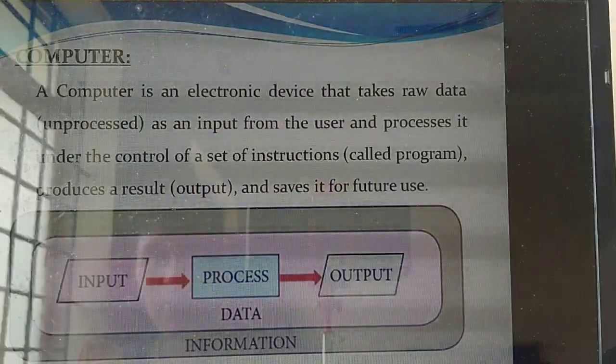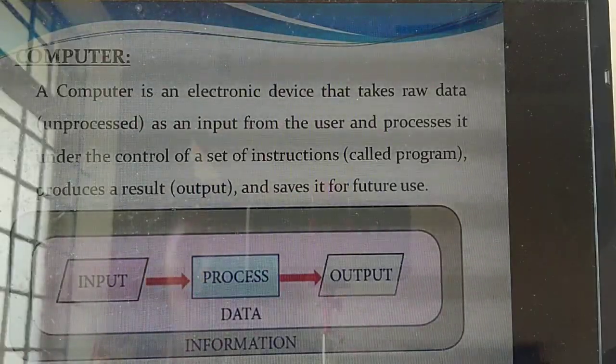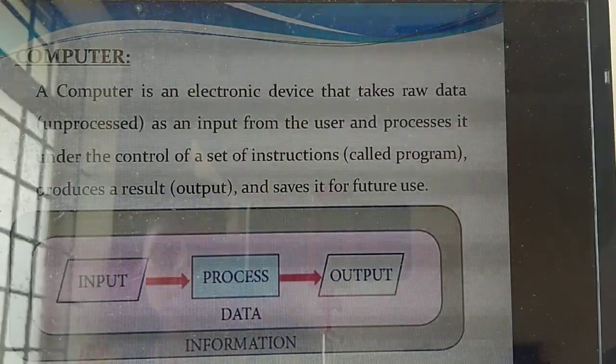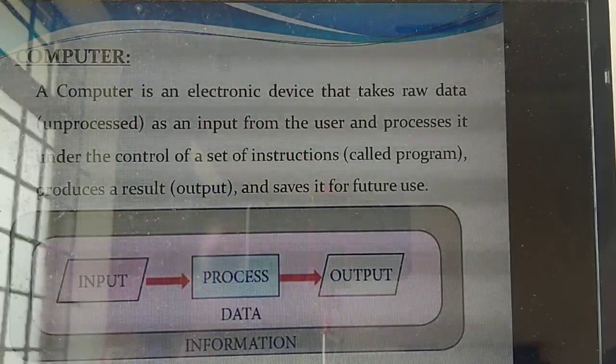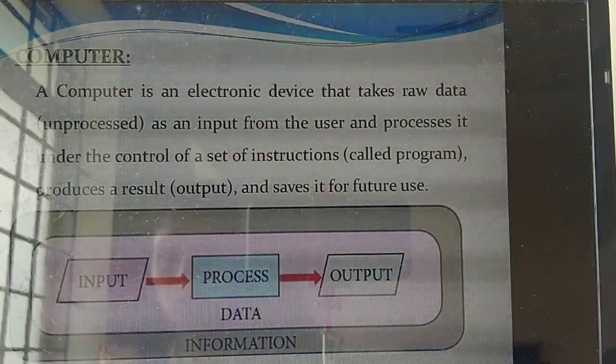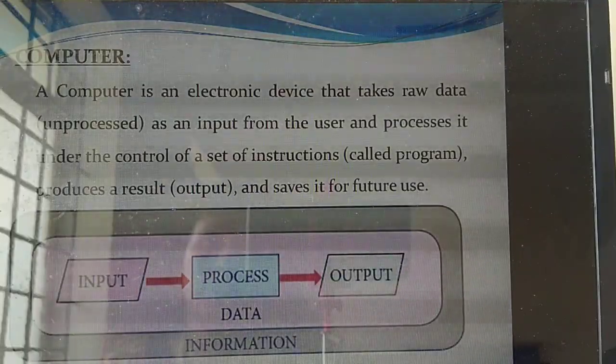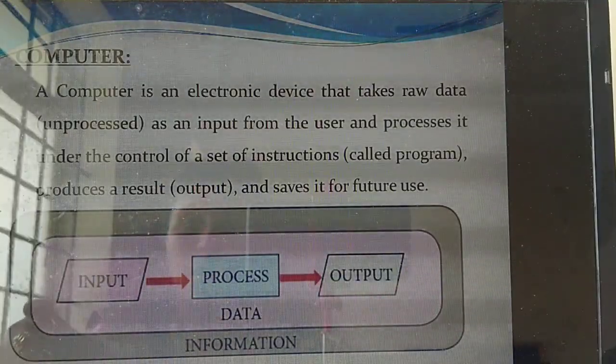A computer is an electronic device that takes raw data as an input. From whom will it take the input? From the user, and it processes it. What are the things you are giving? It will process under a set of instructions. That means based on some instructions it will work, and it saves for the future. Understand? So what's in the diagram will explain.